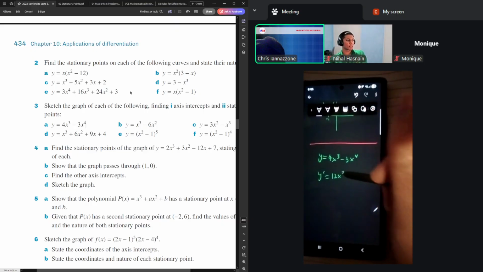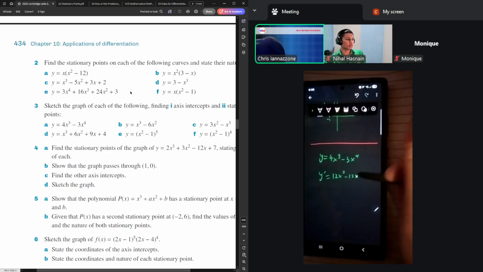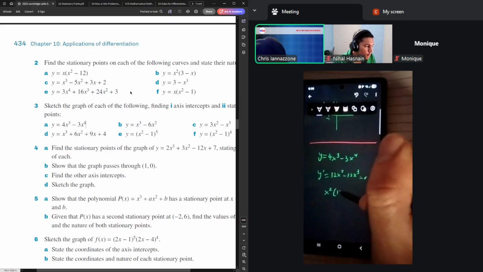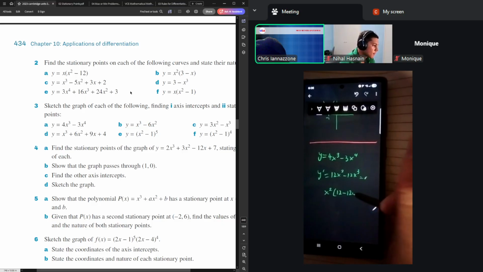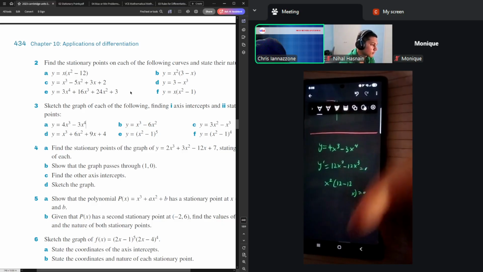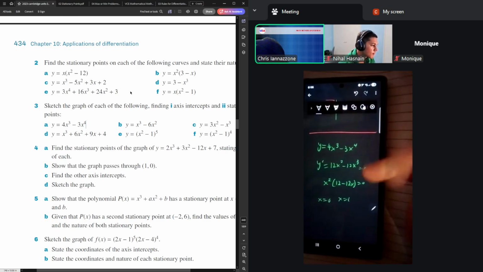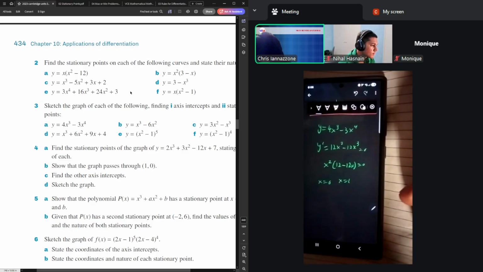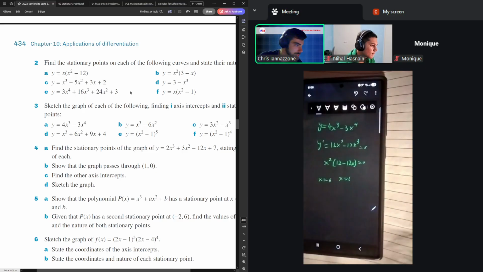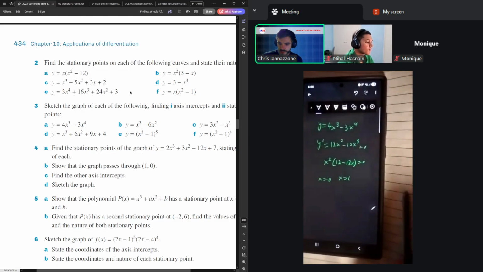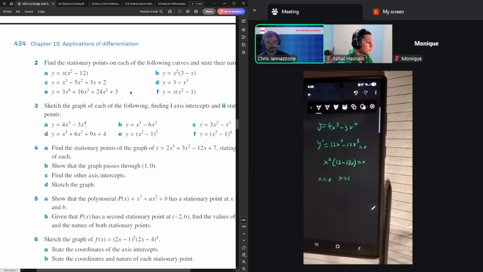4 3s are 12, 4 3s are 12 again. Let it equal 0. 12x squared minus 12x cubed equals 0, so x equals 0 and x equals 1. Cool. I won't find the entire point. We'll just focus on getting the nature of the stationary points right. So these are going to be the x locations of our stationary points. How are we going to then go and find the nature of them?